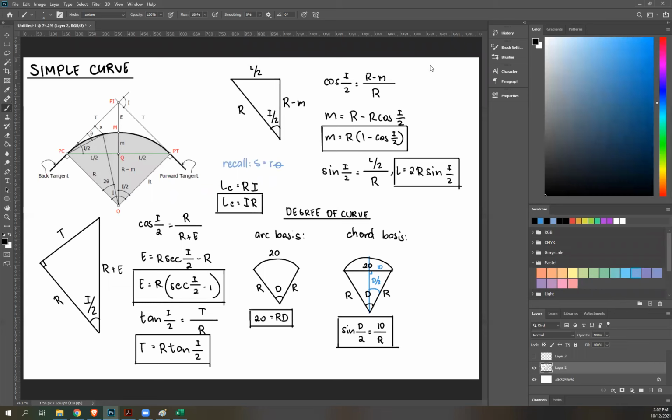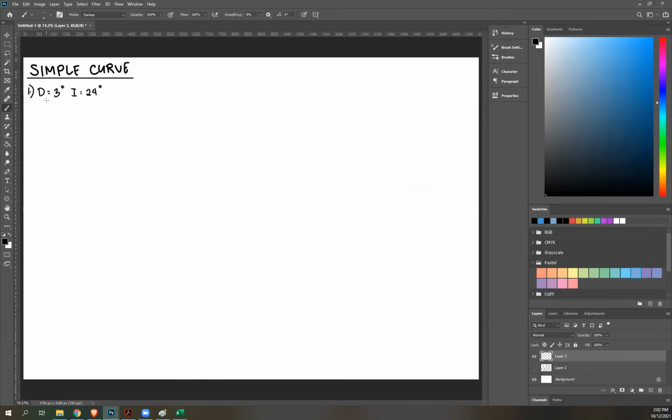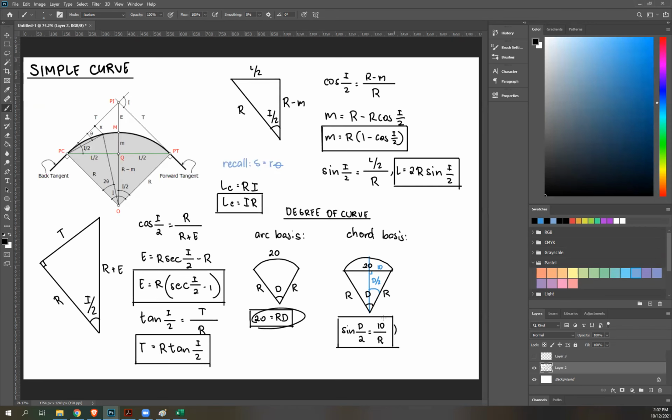Now, let's look back. Equation for L is 2R sine I over 2. Equation for LC is IR. So I have I, so no problem there. The problem is I don't know R. So now the goal is to get R. Now let's look at our given to see what we can use. We're given D, degree of curve, and we have an equation for that, which is the following. So I can use any of those two to solve for R.